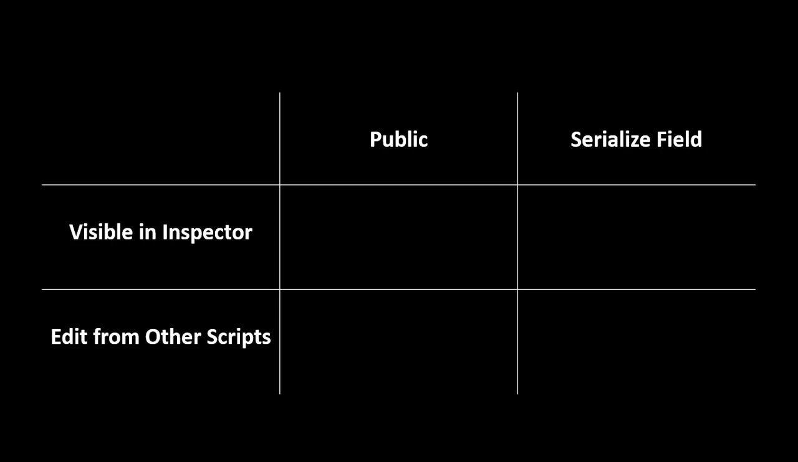The first thing we're going to do is change some of our variables from public to be serialized field. The difference between these two modifiers is that public allows the variable to be accessed from the inspector and from other scripts, while serialized field only allows the variable to be accessed from the inspector and not other scripts. Although a public modifier does work for our purposes, it's generally accepted to use a serialized field modifier in cases where you don't need to access a variable from other scripts.